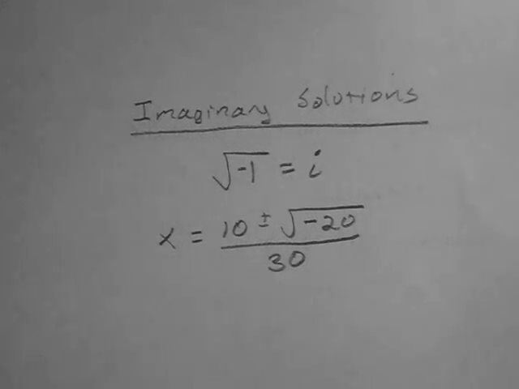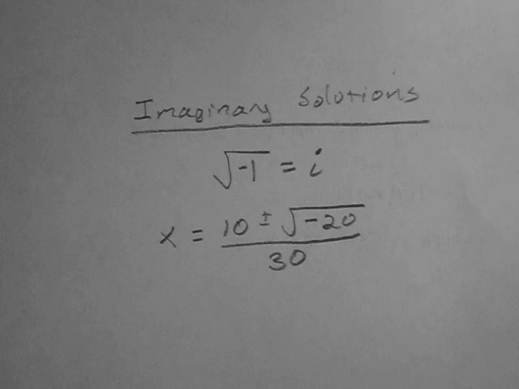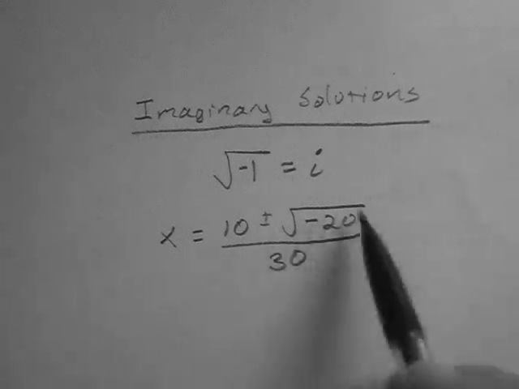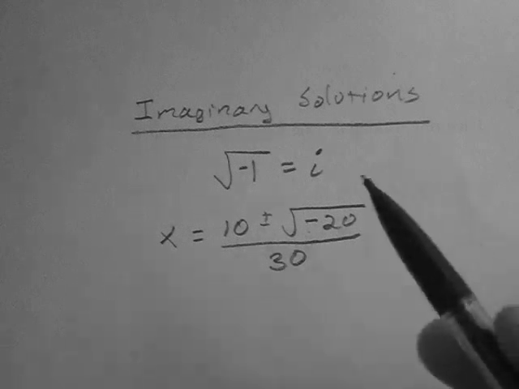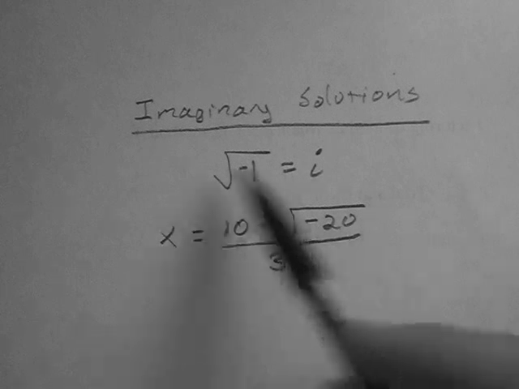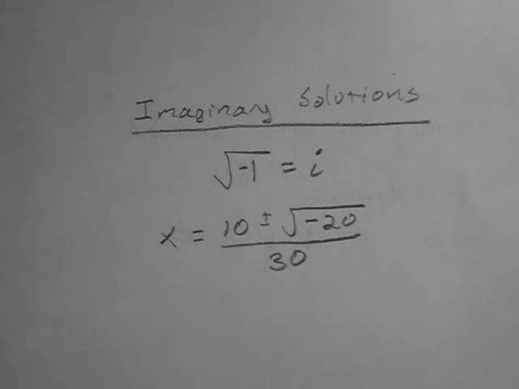Sometimes when you're solving quadratic equations, you get imaginary solutions. These come about when the radical is negative. You can't take the square root of a negative number and get a real answer, but you can get an imaginary answer. So this is just starting with some kind of answer that needs to be simplified.